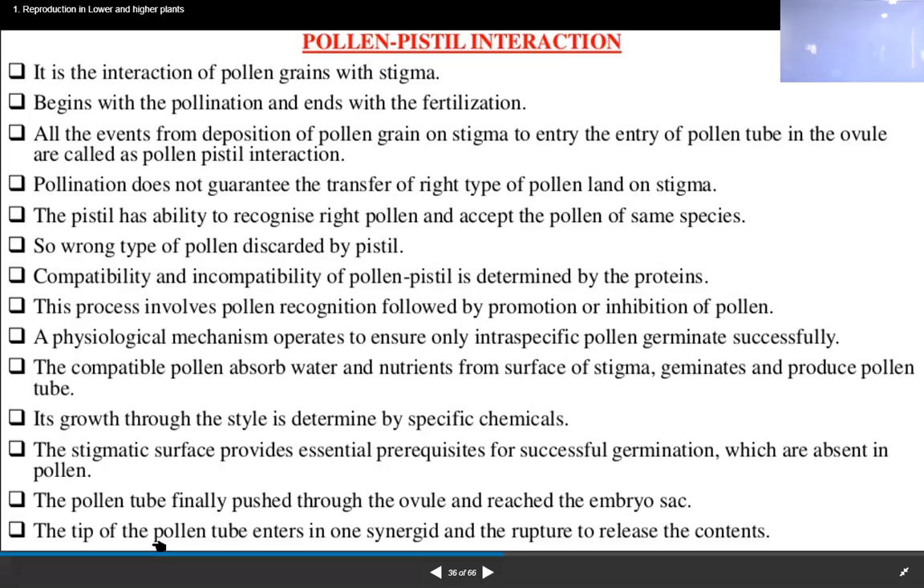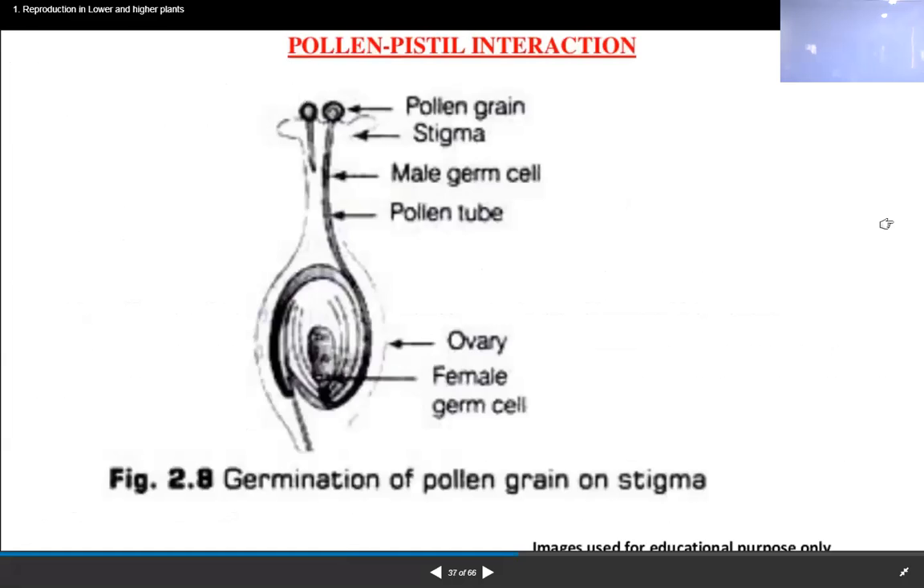The tip of the pollen tube enters one synergid and ruptures to release the contents. Yes, this diagram. Here you can observe the pollen grain. This is your pollen grain. This part is the stigma. Male germ cell from here. This is pollen tube formation. The male gametes will be transferred through the pollen tube. Then the ovary. This is the female germ cell which is inside the ovary. From here it enters. So this is the germination of the pollen grain on the stigma.